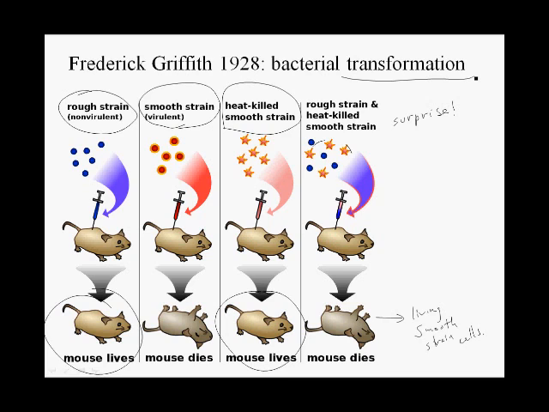That somehow the living rough strain cells had picked up, acquired genetic information from the heat-killed smooth strain cells to turn the rough strain cells into smooth strain cells. So there was a phenotypic and genetic transformation of one type of cell to another in his system.